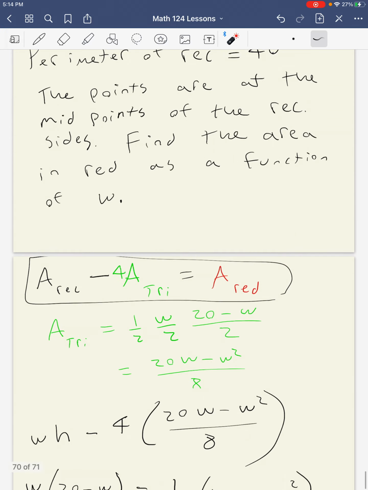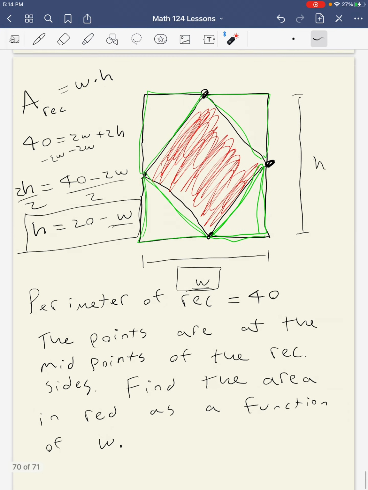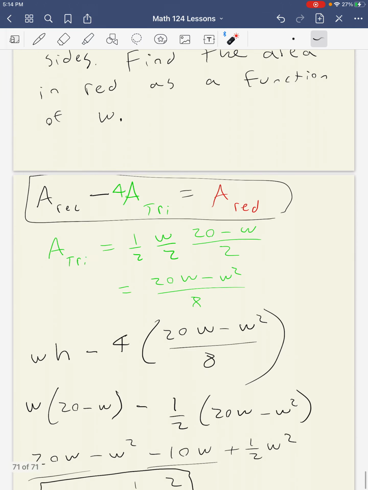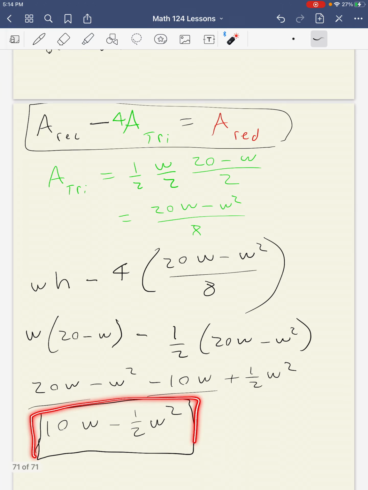Yeah, so I know it's kind of a difficult problem, and I apologize for the typos I made, but that is how we solve the problem here.